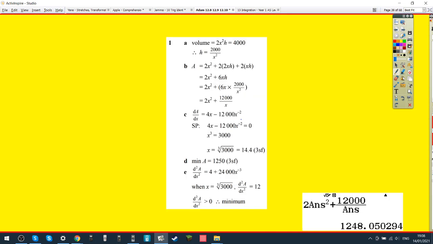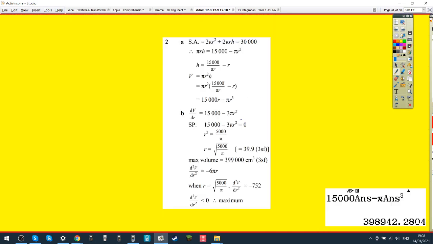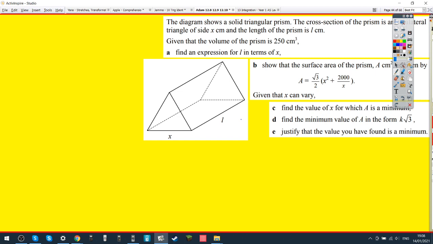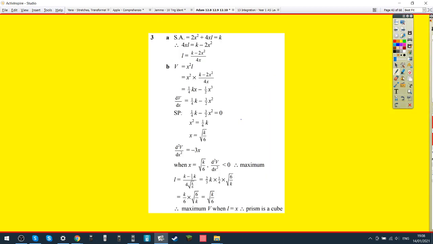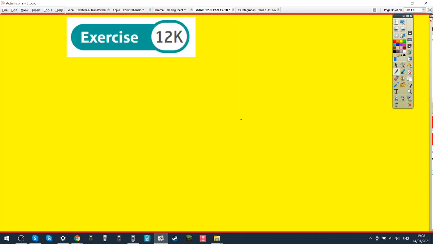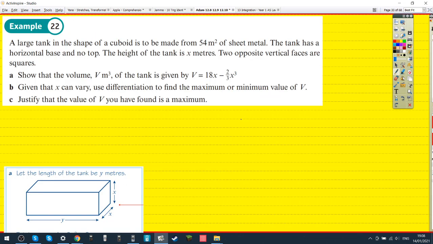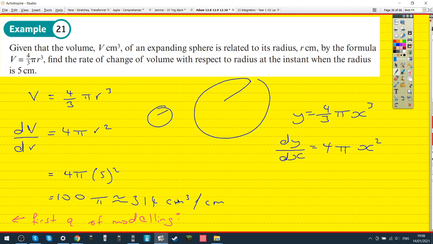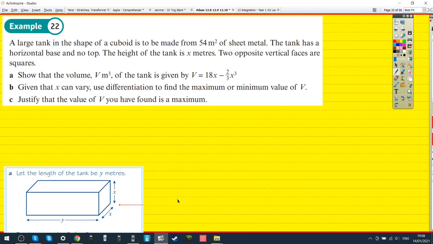We could do this. There's a million questions and they're all very similar. I put them in this order for a reason, I'm sure. So let us go back. This is a large tank. It's a cuboid. Hold on, this is a sphere. I won't spoil the surprise.